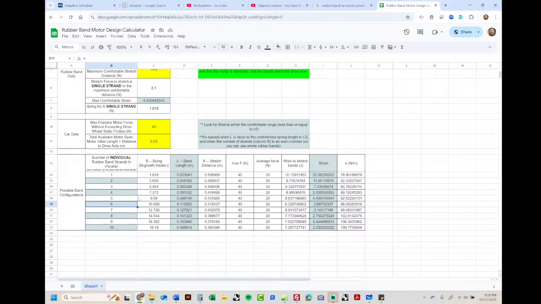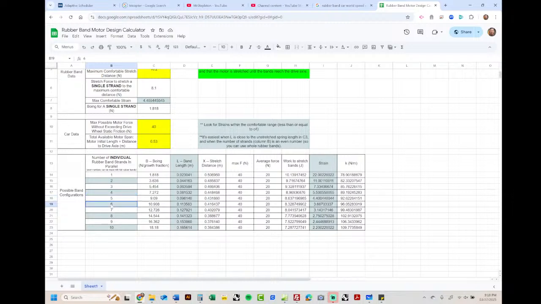4 is 2 full rubber bands. 6 is 3 full rubber bands. So it looks like for this car, 4.4 is a reasonable amount of strain, but if I go across, that's 5 bands. So we've got 3 choices.